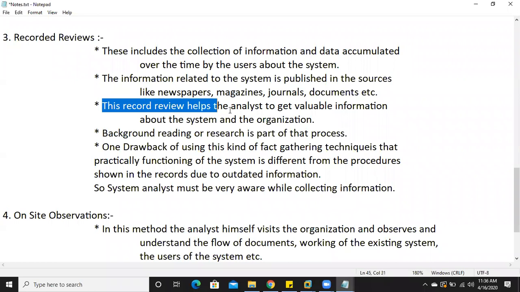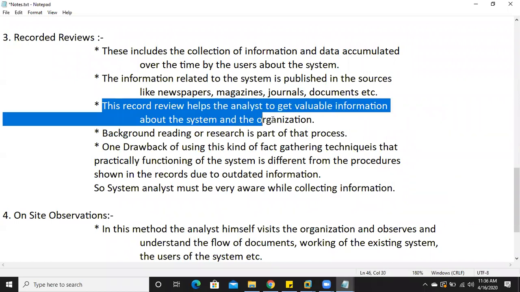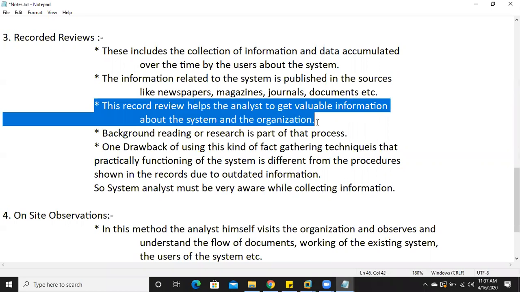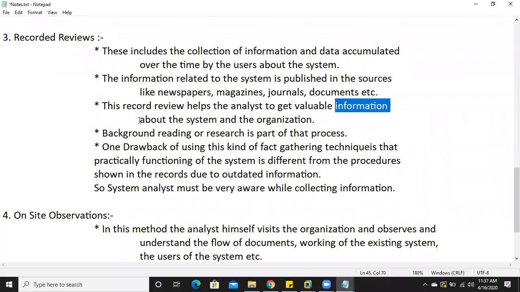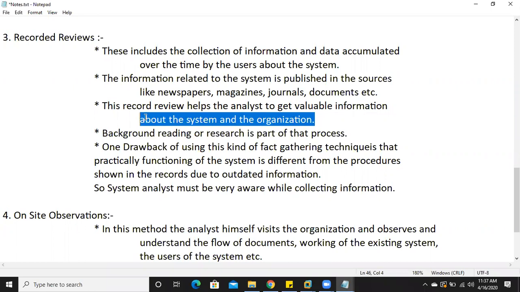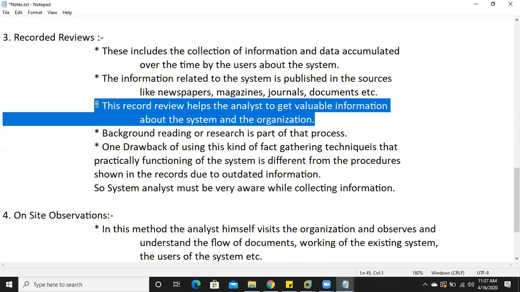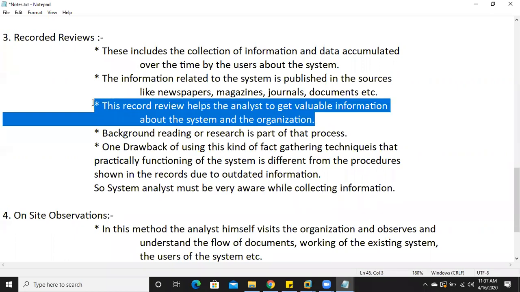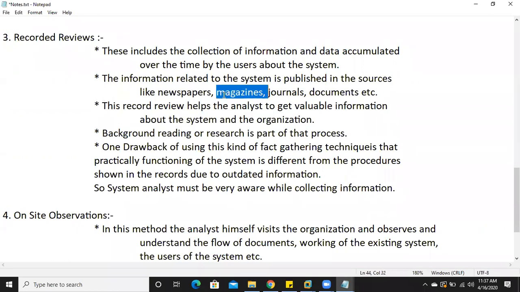So recorded reviews help the analyst to get valuable information about the system and the organization, because the research has already been done on the system. This is how we can collect valuable information, because a person with higher experience than ours collected this information on the basis of some very important factors. So this is very valuable information if we collect it from newspapers, magazines or journals.